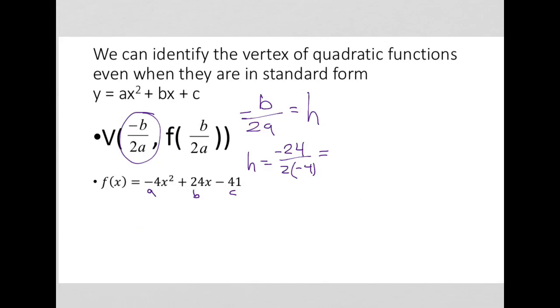Let's just do this mentally. Negative 24 divided by negative 4 is 6. And I still have my over 2. 6 over 2 is 3. So that tells me that is the x value of my vertex.